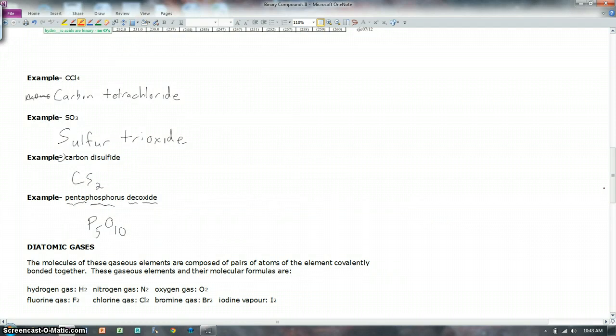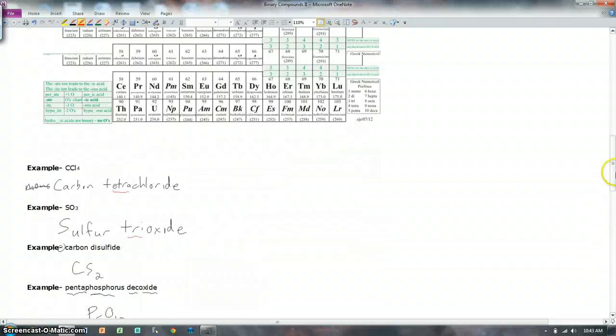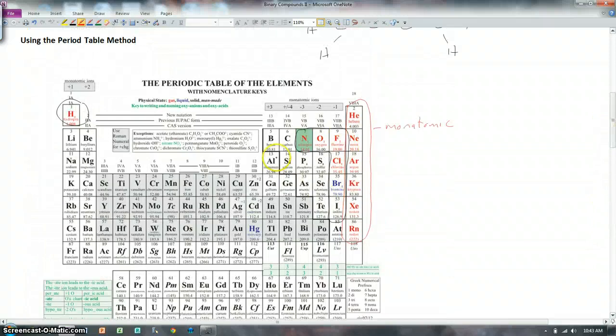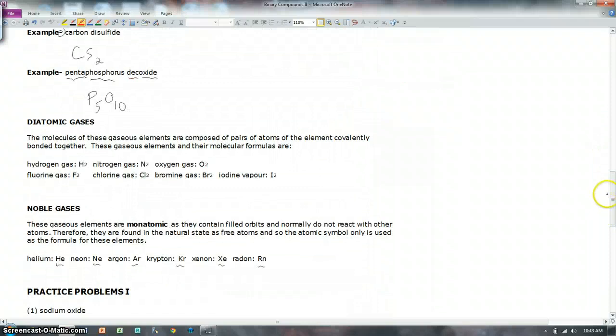To review, covalent compounds are 2 nonmetals sharing electrons. We use prefixes to clarify how many of each atom are present. Diatomic gases, most of these gases in the nonmetal area, and hydrogen travel in pairs, and the noble gases travel alone.